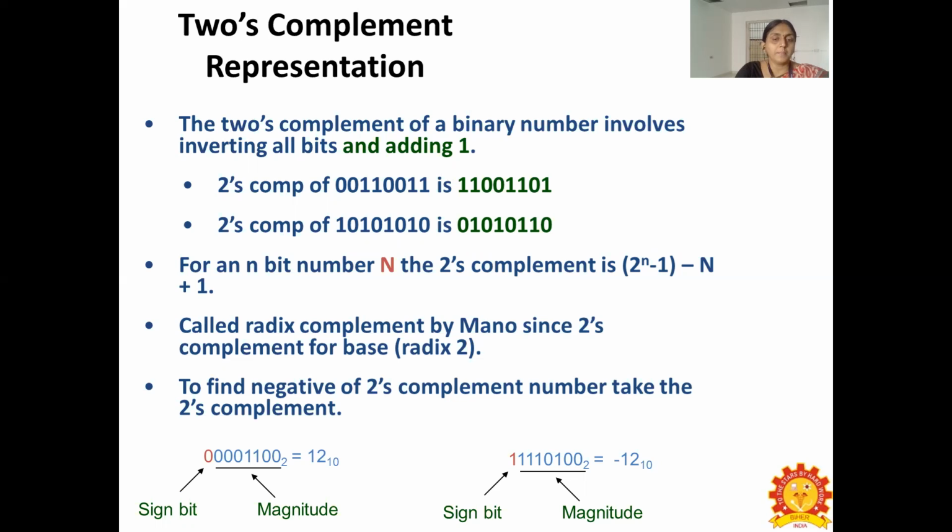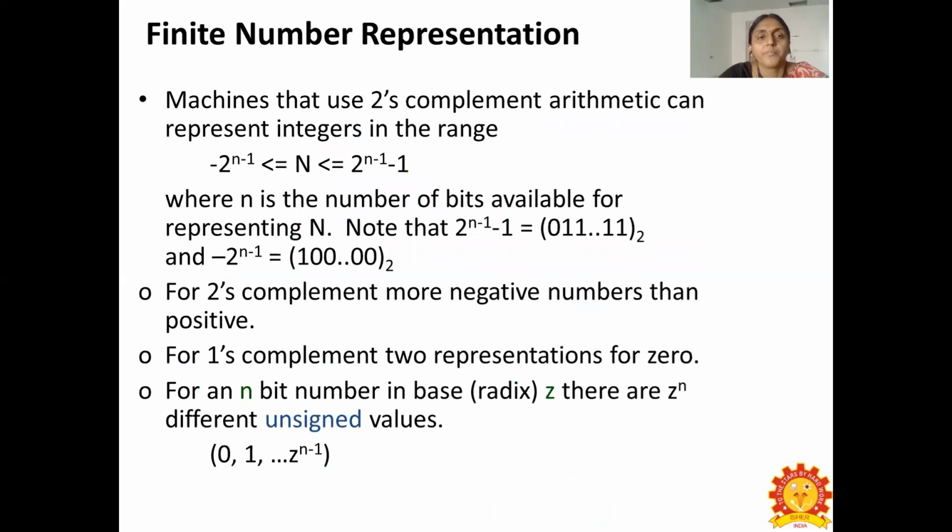So here the given number is 00001100, and here the 2's complement number is 11100100. And finite number representation.